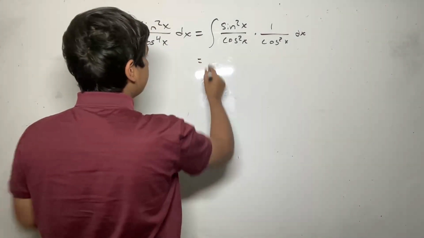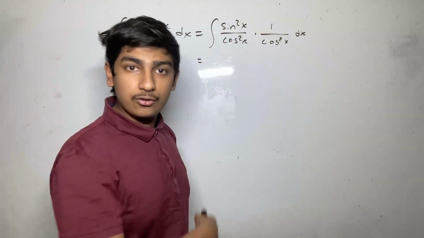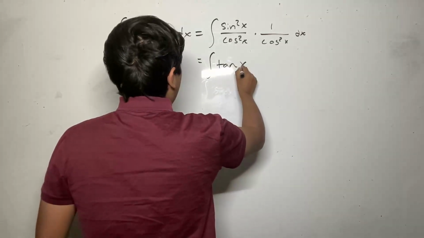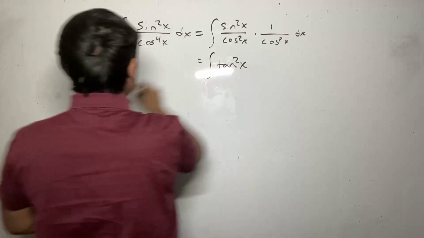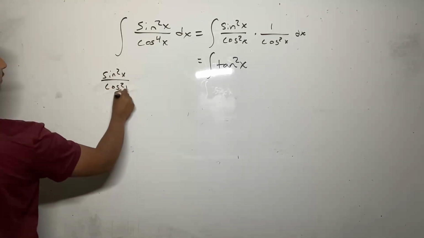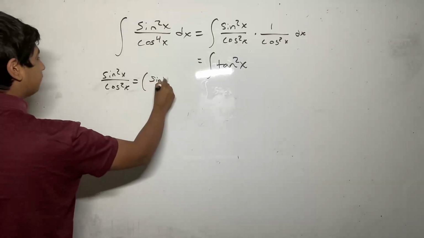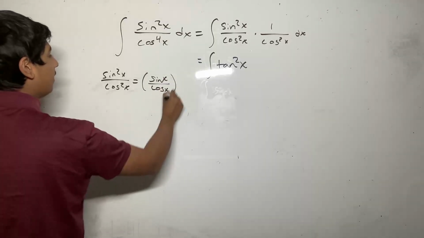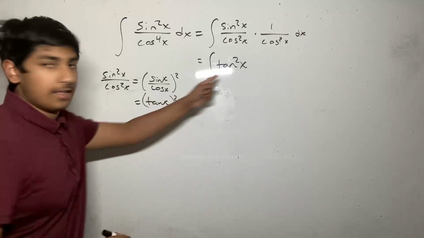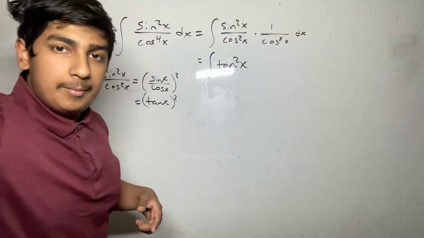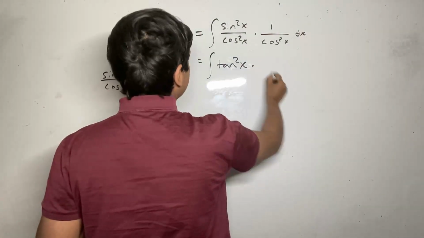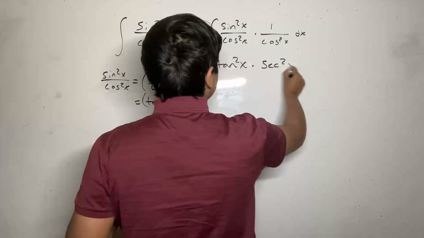So we know that sine of x over cosine of x is going to be tangent of x, and so this will just be tangent of x. And then we'll have to square that because, again, sine squared of x over cosine squared of x is just sine of x over cosine of x squared, and then that's just going to be tangent of x squared, which we can write as tan squared of x. And so we have tan squared of x, and then that times secant squared of x dx.